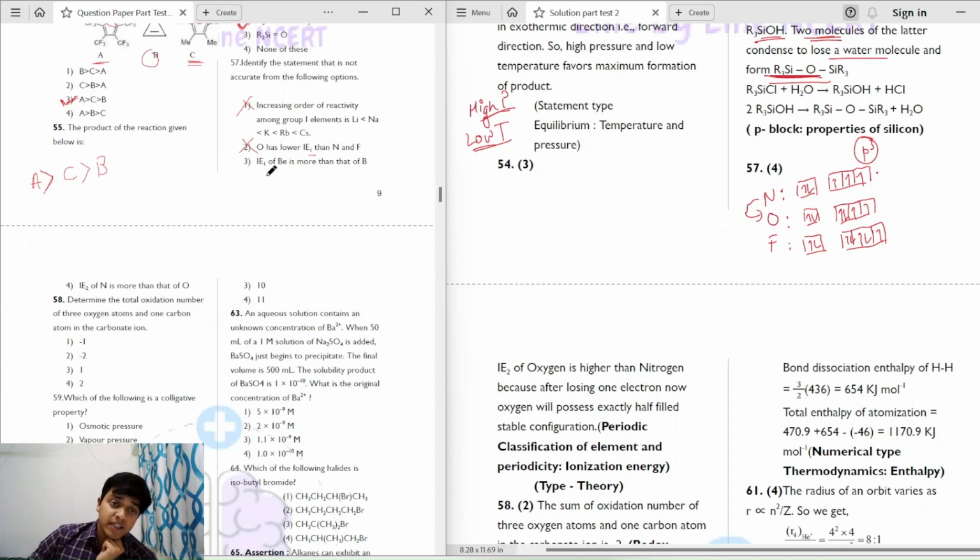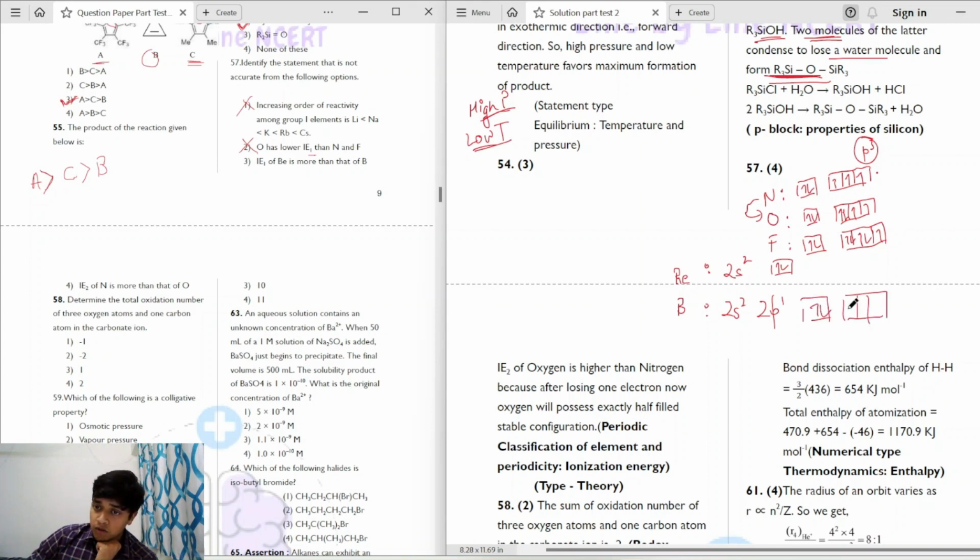If we take a look at statement 3, it says the ionization energy of beryllium is more than that of boron. So once again, let's take a look at the electronic configurations of beryllium and boron. Beryllium is 2s2, so it is a completely filled s orbital, whereas in the case of boron, it is 2s2 2p1, right? So boron will tend to lose the electron faster as compared to beryllium, because when it loses the electron, it will form a kind of stable configuration, which is 2s2 with a completely filled s orbital. So the ionization energy of beryllium is more than that of boron. This is the correct statement, so option 3 can also not be our answer.